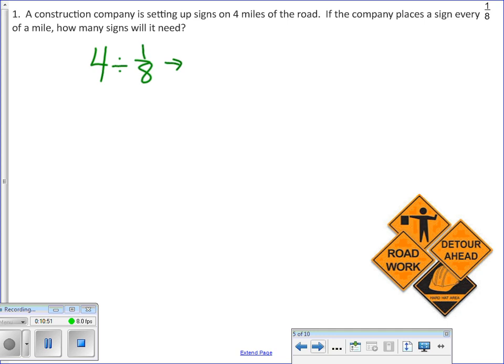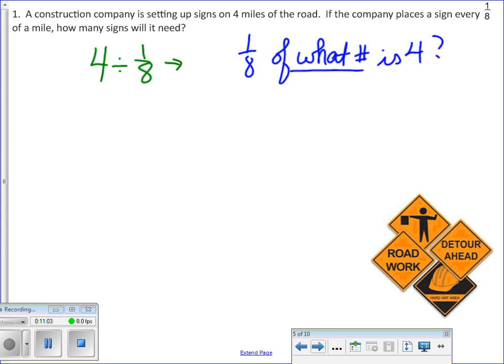So I know that 1/8 of what number is 4? I'm trying to find that number. Look, there's my is, my of. Okay, so now you may write that in your notes. If I need to place them 1/8 of a mile, how many will get me to 4 miles? So 1/8 of what number will equal my 4 miles? So let's draw our 1/8.